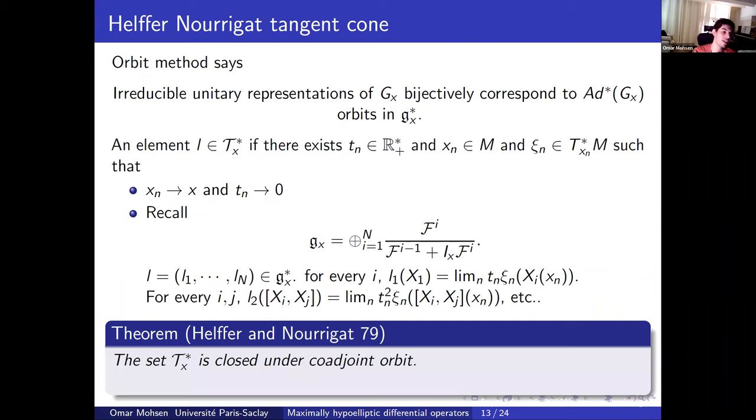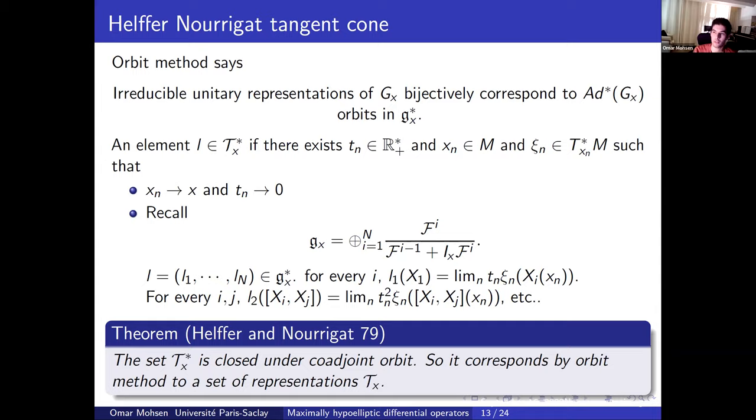So Helffer-Nourrigat in '79 proves that this set, which as it's defined here, it's not very clear that it's closed under the coadjoint action, but it is actually closed. And so it corresponds to some set of representations. And we prove that the principal symbol is independent of the choice of the way you write your differential operator as a polynomial of the vector fields.